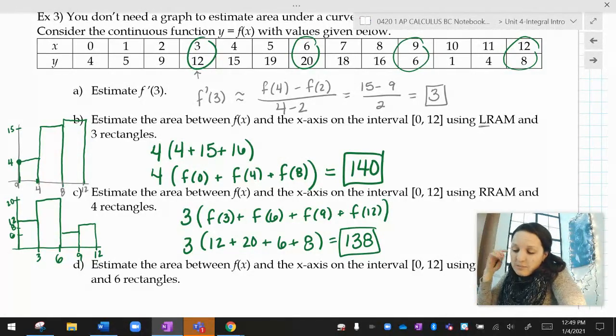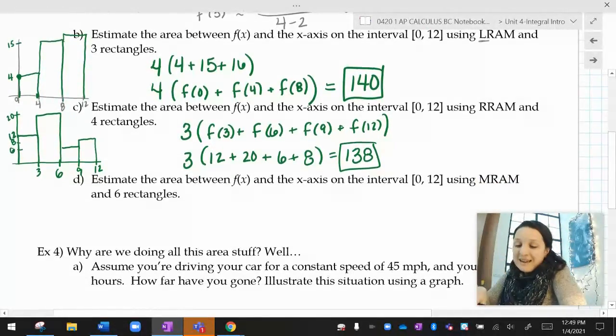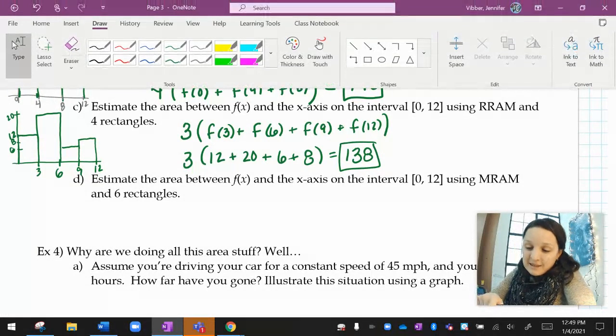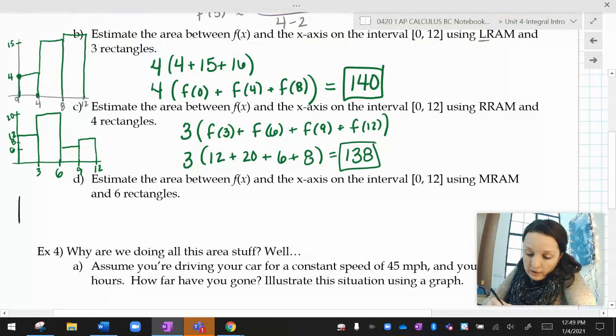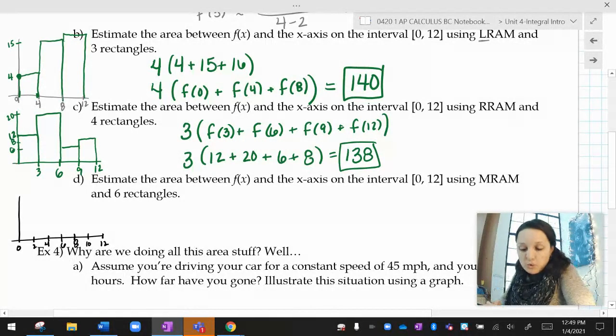And then it says, estimate the area between f of x and the x-axis on the interval from 0 to 12 using MRAM and 6 rectangles. Okay. So if I go from 0 to 12, and if I use 6 rectangles, that would be at 6, and split each of these into thirds. So I would have 2, 4, 6, 8, 10, and 12.